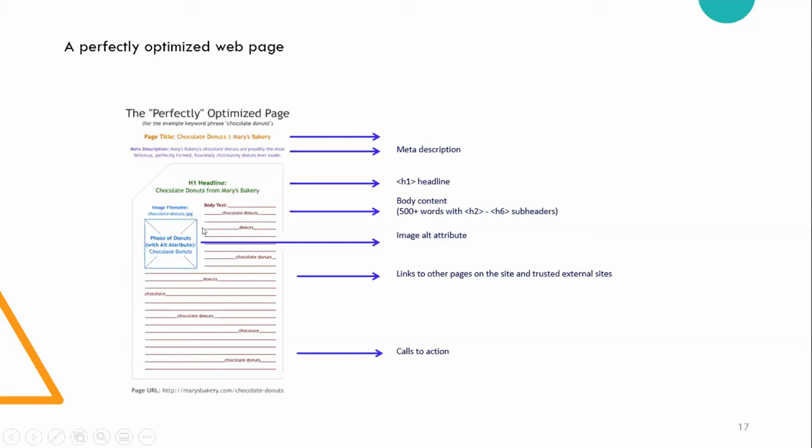Then well-written body content, the more content, the better, that explains the topic in detail. Any image on the site should have an optimized alt attribute to help with the page's relevance. And you see the alt attribute here also contains the keyword: chocolate donut, a photo of a donut. And the page should also contain links to other pages on the site and trusted external sites. And these are the backlinks.